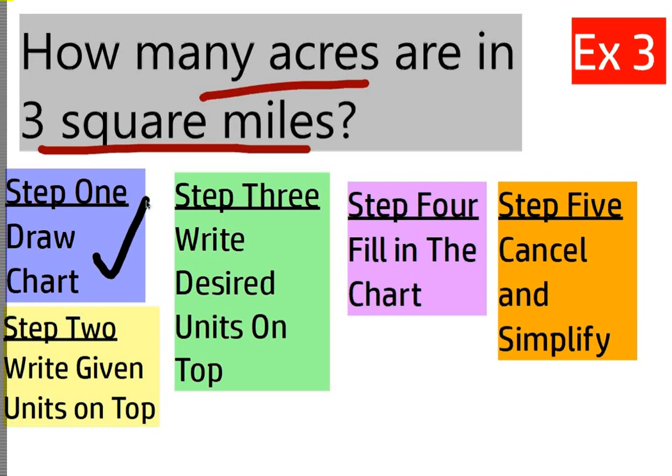And again, like I said, the best thing to do is just to go ahead and put one over here, because you're going to put the units you want on the right. So write the given units on top. What did they give us? They gave us 3 square miles.